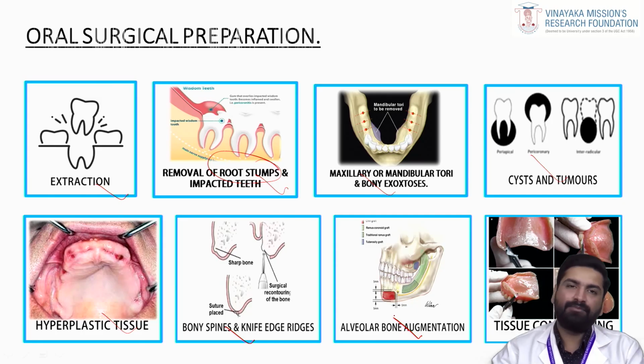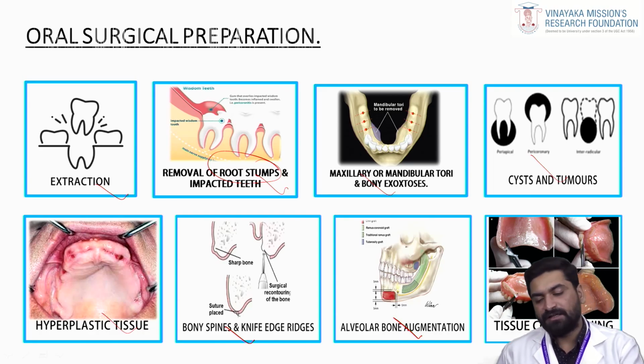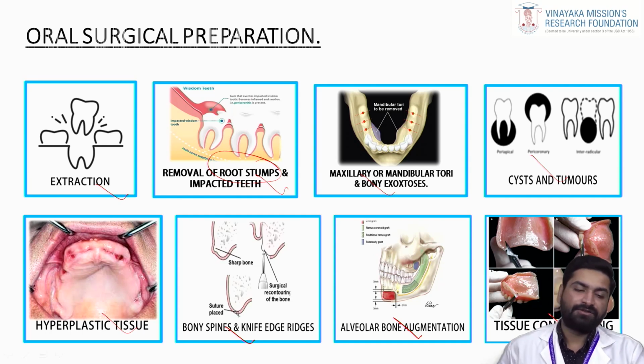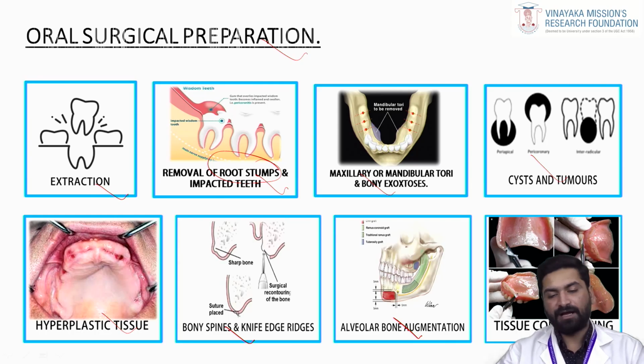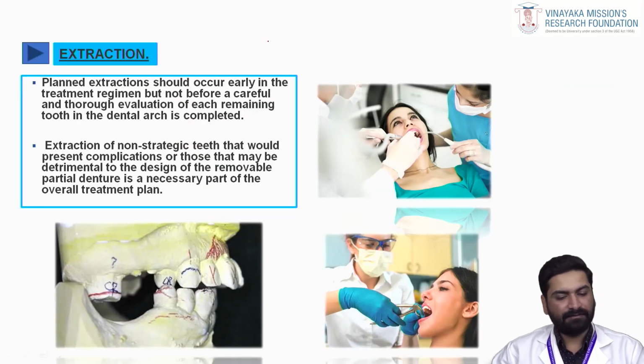Then you have alveolar bone augmentation. Okay, if in any area you require the bone augmentation to be done, that has to be considered first. Tissue conditioning, right? So all these things are very important before you start to plan or design your removable partial denture. Then this is the broad description, right?